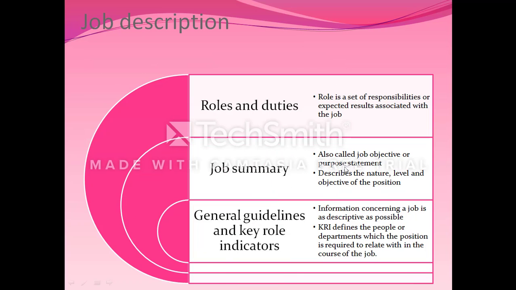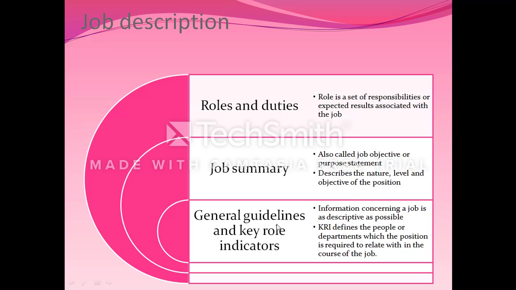Okay. Next comes job description. The job description has three main elements: roles and duties, job summary, and key role indicators. Roles and duties means what operations you are supposed to do in the job. It is a set of responsibilities or expected results associated with the job. Job summary is about the job objective or the purpose statement, meaning for what purpose you are doing the job. If you are doing a particular task for one month, what are you supposed to get out of that task? It is the job summary. It describes the nature, level, and objective of the position.